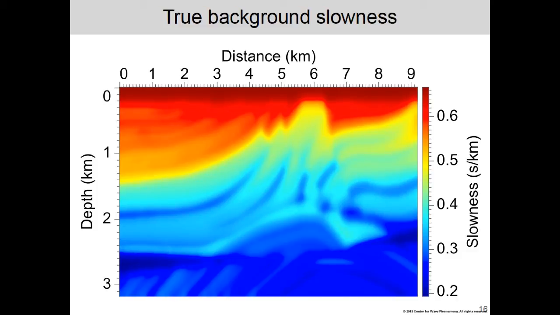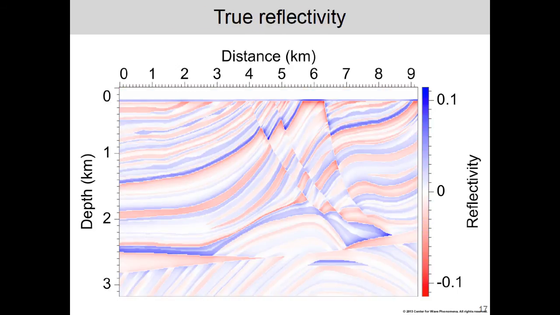So to test this, I'll use the Marmousi model, and this is what I'll call the true background slowness. And what I mean by true here is that this is the background slowness that I use in combination with the true reflectivity, which I'll show you next, to model observed data. So this is the true background slowness, and this is the true reflectivity.